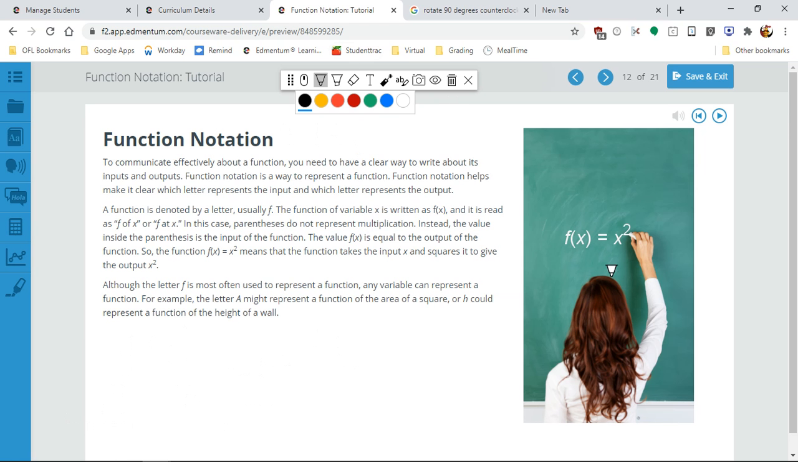In this case, this person is starting a function f, and the input is x, and the function itself is going to start off with x squared. We're taking that x and we're squaring it. That's what that function is doing.